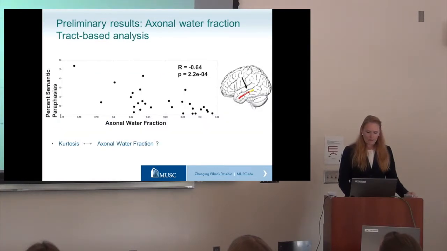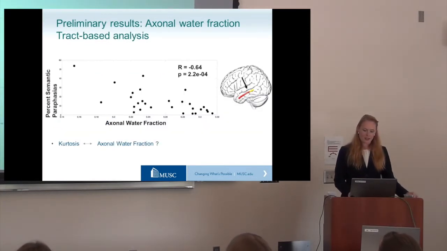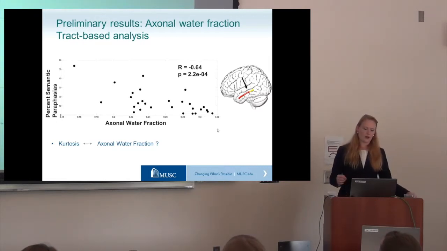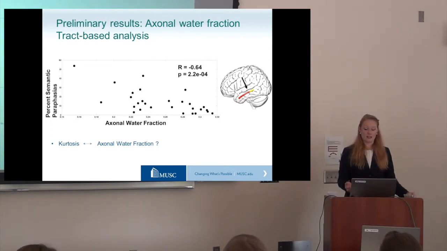So that was an ROI-based analysis, and then I looked at this along the tract, very similar to what we've done before in the previous experiment, and showed that axonal water fraction is also related to the percent semantic paraphasias, specifically in this location shown in yellow. But this is all very preliminary, and this is what I'm working on right now. The idea is that maybe axonal water fraction could tell us a little more about why kurtosis is changing, or any of these other modeling parameters.